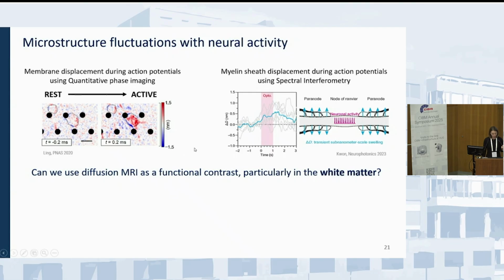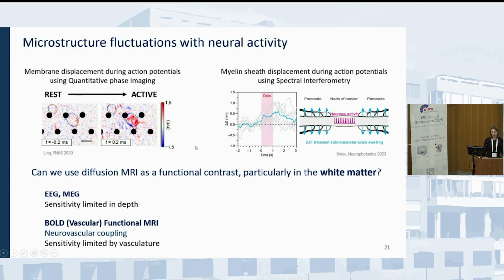So why the white matter? Well, because we actually don't have, for now, a good neuroimaging technique that gives us traffic or activity in the white matter. So EEG and MEG are sensitive only roughly to the cortex. They are limited in depth. And the BOLD functional MRI contrast relies on this neurovascular coupling, and therefore the sensitivity is limited by vasculature. And so you have less vasculature in white matter, a very weak and very altered BOLD response. And so there was really somehow a gap there that could be perhaps filled by diffusion functional MRI.